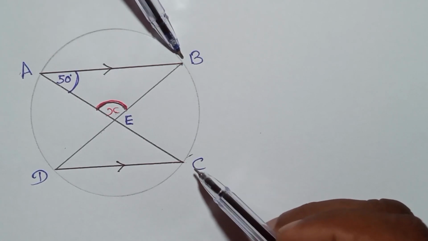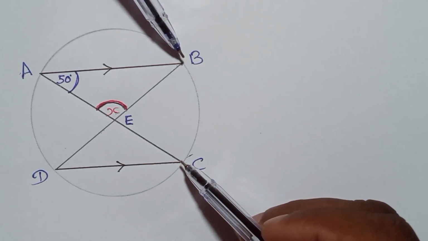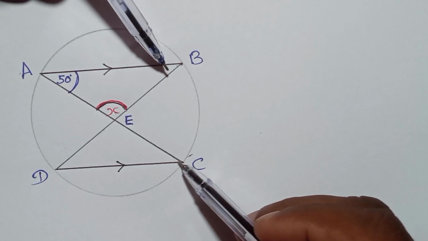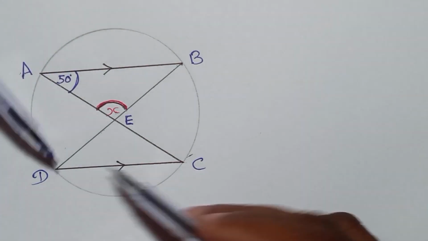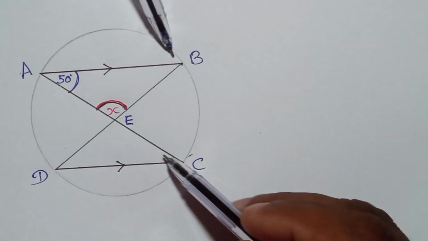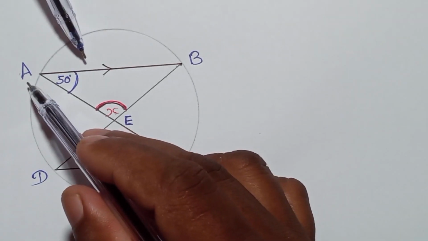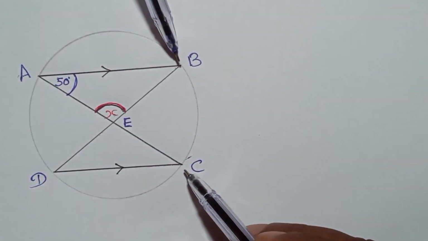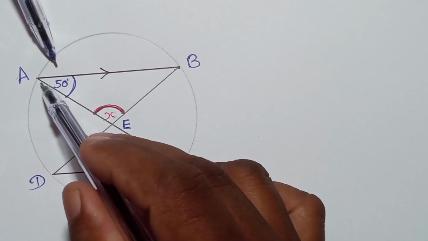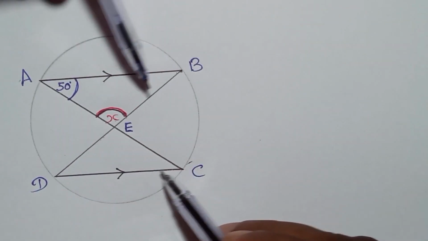I mean here B and C. Look very carefully: from B and C, this way, go to the circumference, and then again from B and C go to the circumference, right here. Like this way, from B and C go to the circumference, and from B and C go again to the circumference.